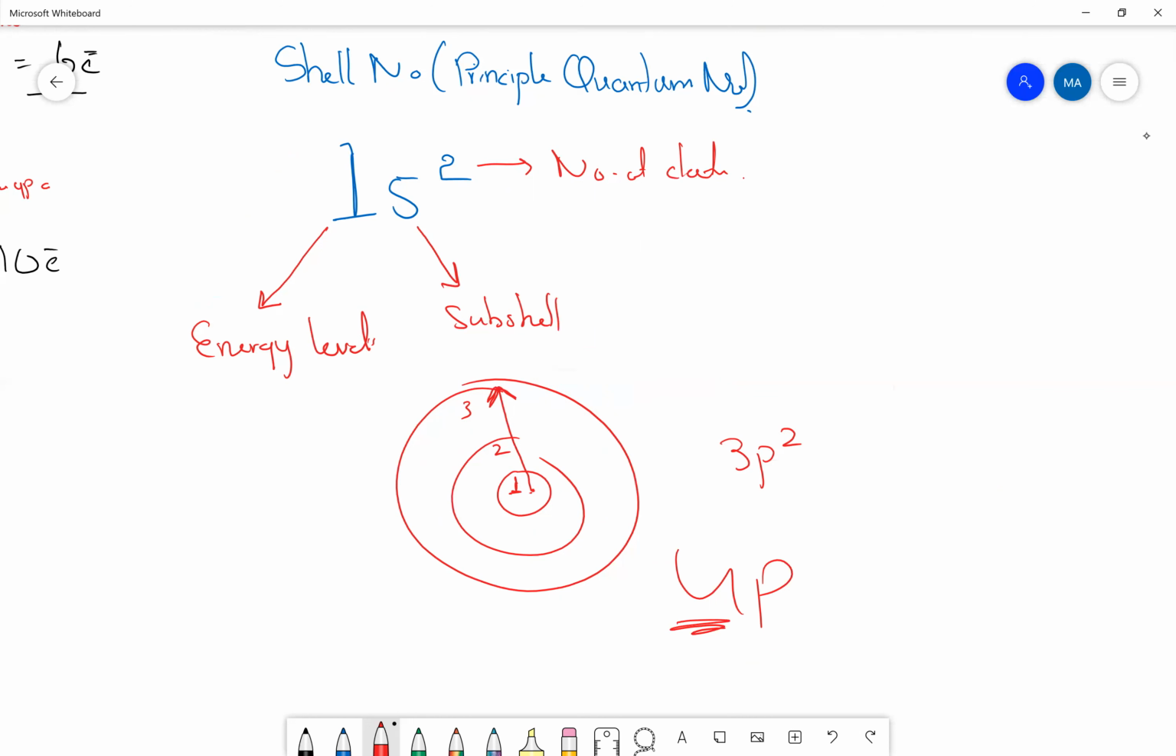So this is what you should know, because we will be studying the filling of the subshells and these notations in detail in the coming classes. You should know the standard notation as well, how we write these energy levels there.